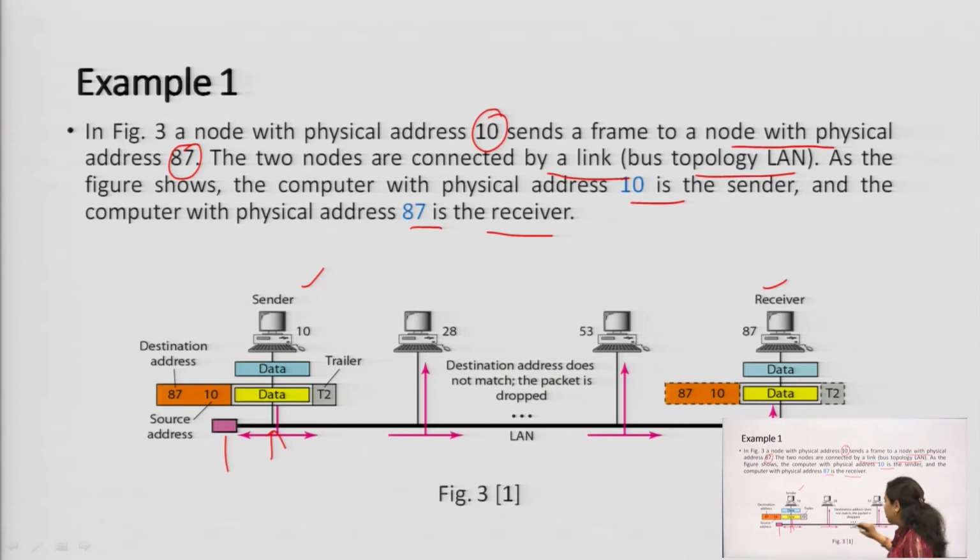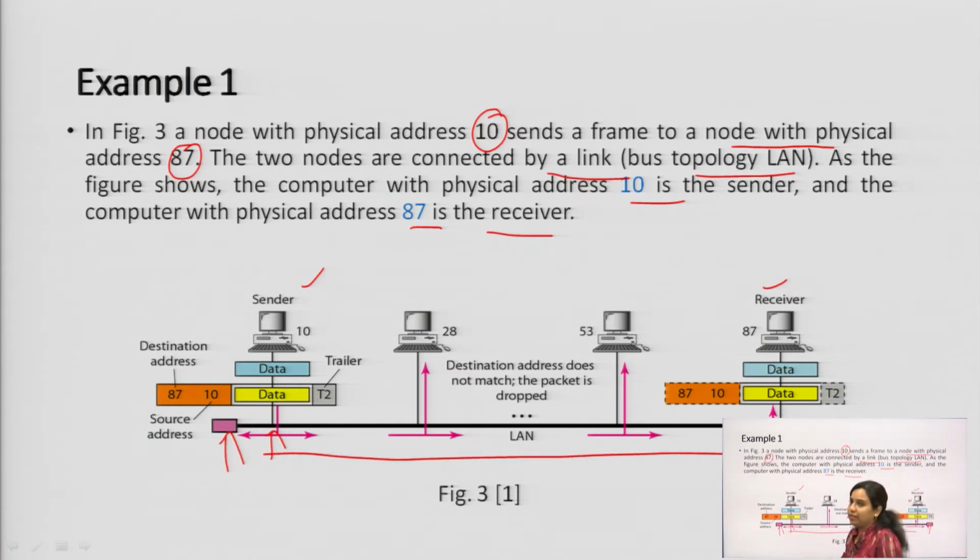First thing, this is based on bus topology. This is the bus topology. These two are cable ends. It is associated with LAN. LAN means in an office, in a small area. Then this is the sender, the first computer. This is the receiver, the second computer. The physical address of this sender will be 10. The physical address of this receiver will be 87. The physical address of this computer is 28, and the physical address of this computer will be 53.